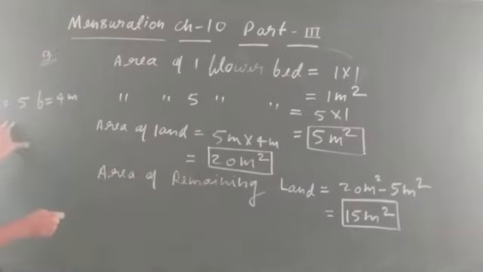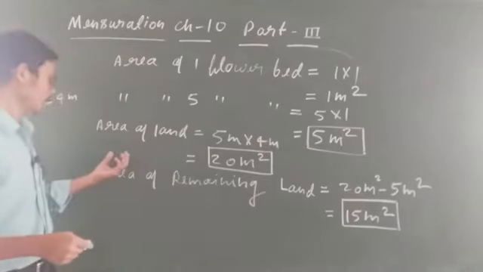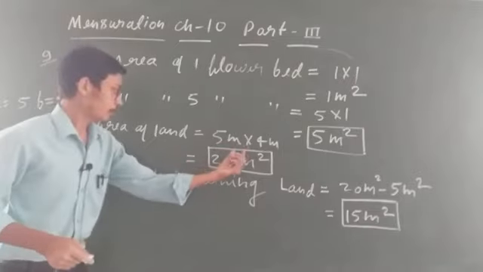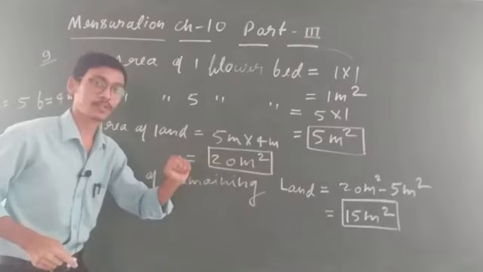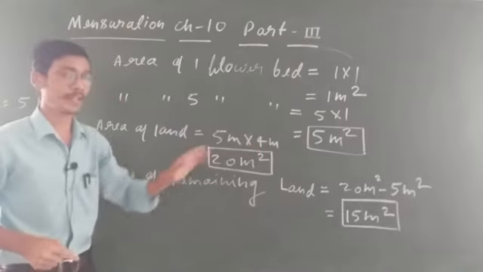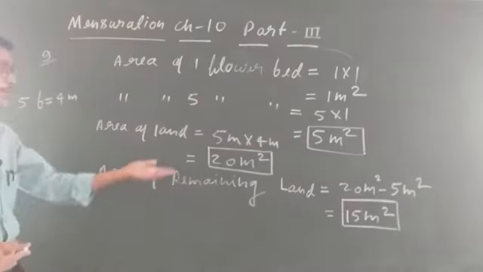Next is the area of the land. Now the land is in the form of L and B, L into B. You know that L into B, student? 5 into 4, it will come 20 meter square. So the total area of the land is 20 meter square, and the total area covered by the flower beds is 5 meter square. So how much is left? Subtract, and your answer will come.